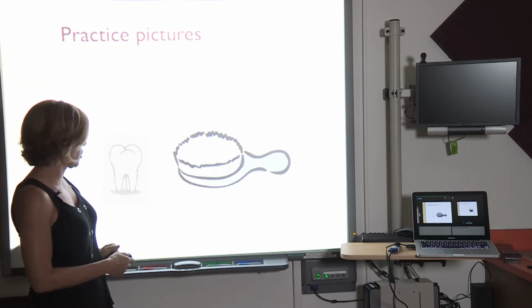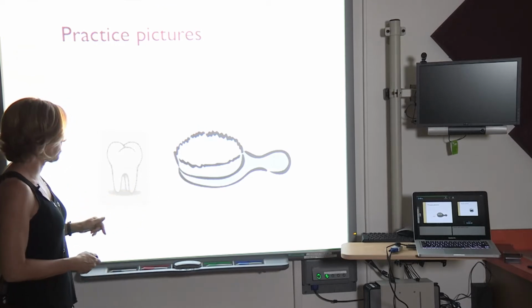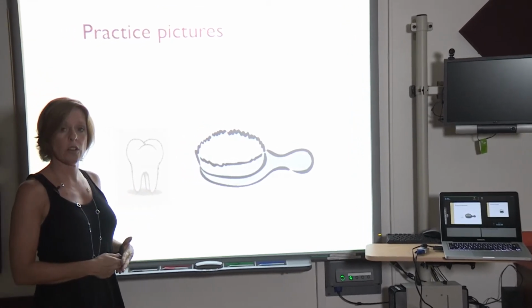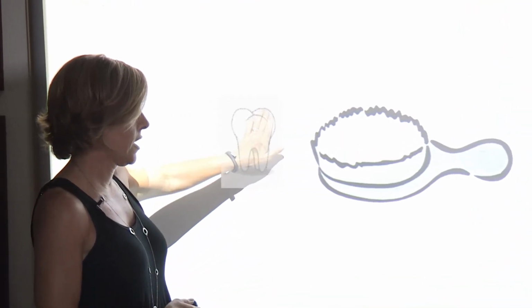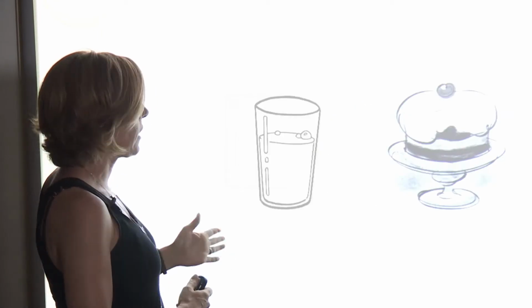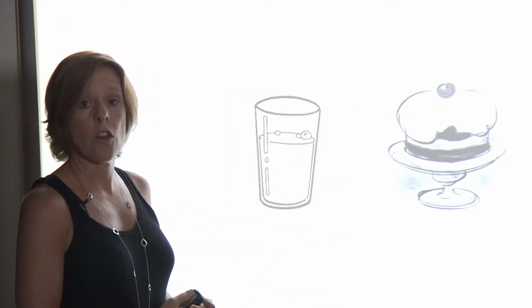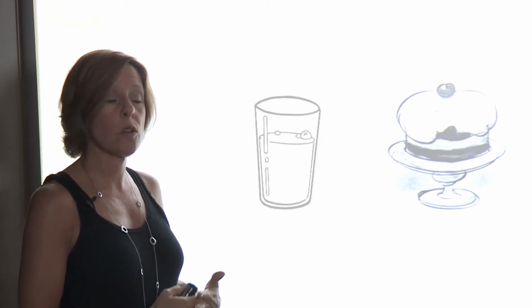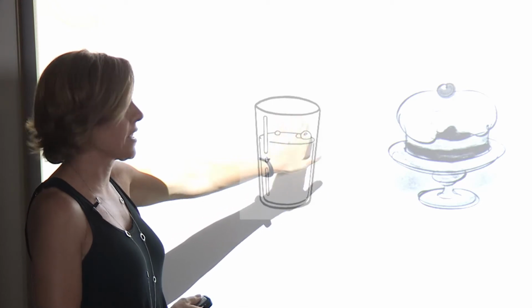Let's look at the next picture. Toothbrush. It's a little hard to see the tooth. So then we ask the child, what is toothbrush without the tooth? And the child will state brush. So our last practice picture is a cup and cake. The word is cupcake. How do we say cupcake without the cup? And the child states cake.